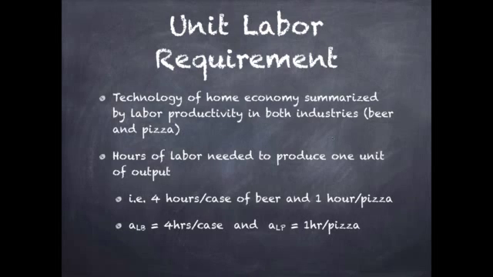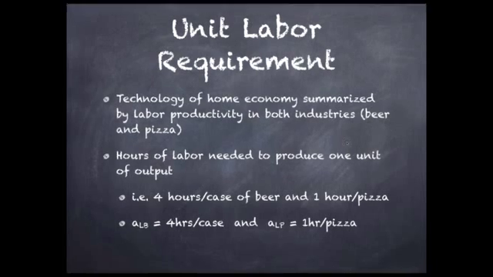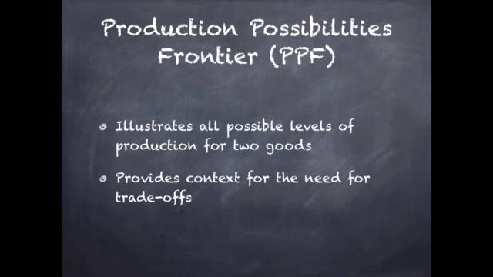And for the unit labor requirement, I'm going to try to use the same notation that your textbook uses. So the A is a unit labor requirement. So we have the unit labor requirement of beer: LB is 4 hours for a case, and LP, the subscript for the labor for pizza, is going to equal 1 hour. So it takes 4 hours to produce a case of beer and 1 hour to produce a pizza.